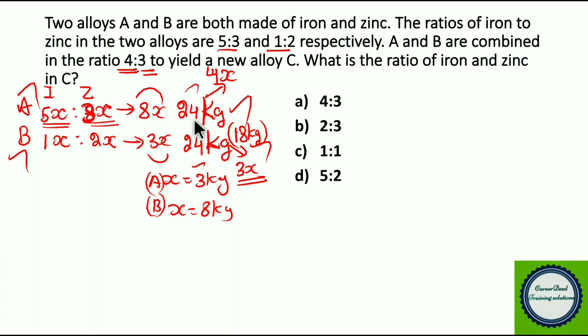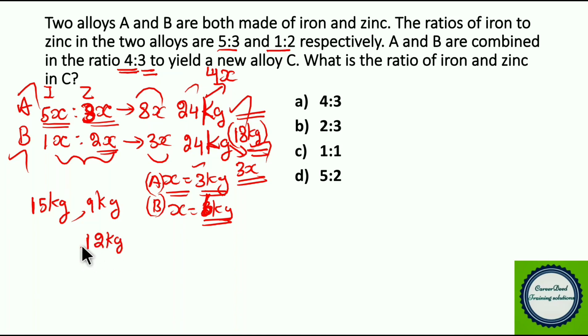So in this 24 kg, you have 1 part equivalent to 3 kg. So iron you have 5 into 3, 15 kg of iron. And zinc 3 into 3, 9 kg of zinc. So here you are taking only 18 kg, that is 3 parts, right? So here you have to equate these 3 parts equivalent to 18 kg. If 3 parts is 18 kg, then what is 1 part? 1 part will be 6 kg. If 1 part is 6 kg, zinc will be 2 parts. So 2 into 6, you are taking 12 kg of zinc and 6 kg of iron.